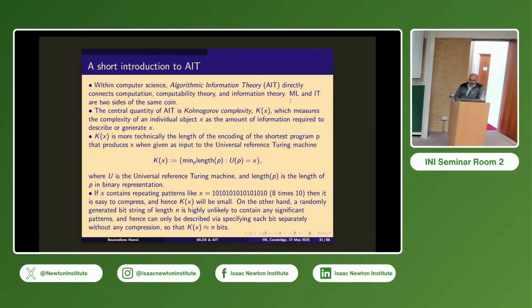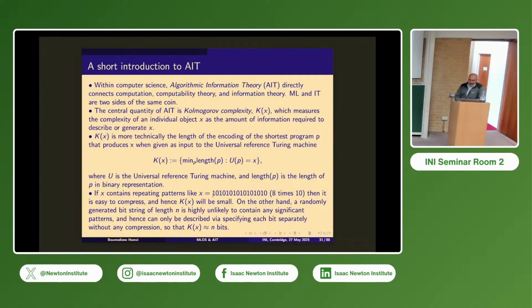So the main quantity of AIT is Kolmogorov complexity, which measures the complexity of an individual object as the amount of information required to describe or generate X. Simply said, it's just the length of the shortest program P that allows us to generate X once we input it into a universal Turing machine. So that's the technical definition. But intuitively, this is all we have.